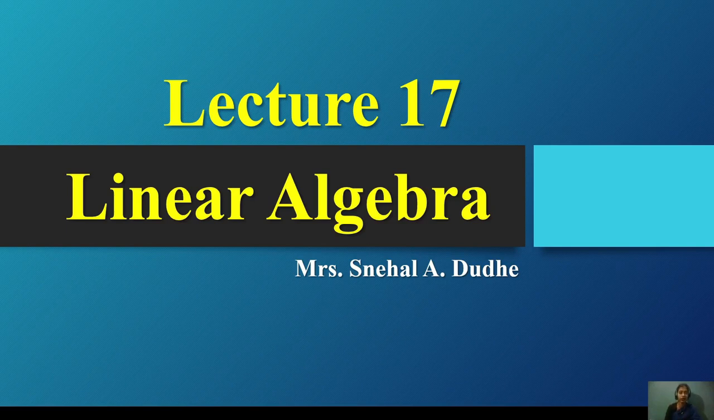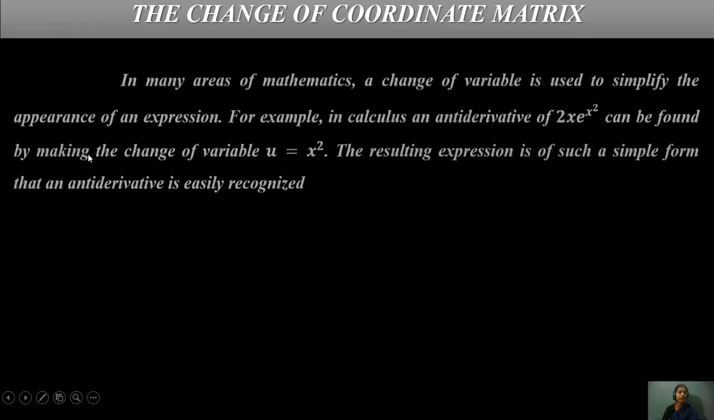Today we discuss the change of coordinate matrix. In this matrix, the identity matrix changes to another form. If we put u equals x square in all the values, they will be generated to linear transformations as well as matrices. Let us get started with the lecture. The change of coordinate matrix.